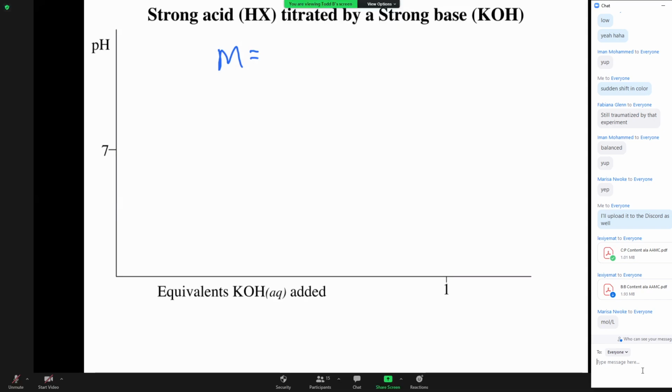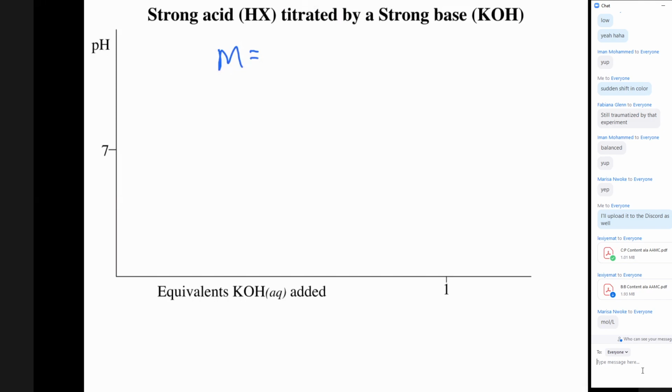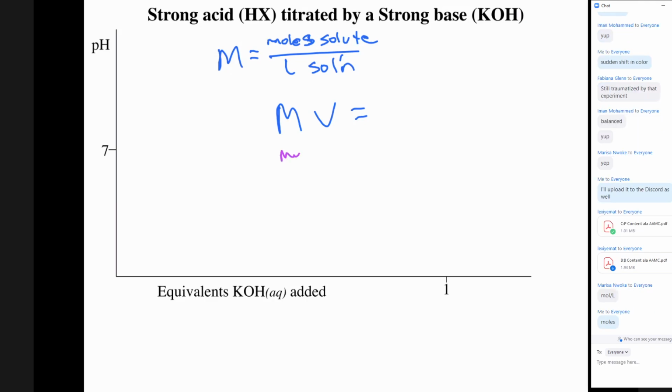Okay, so the units of molarity: moles solute per liters of solution. Okay, so what if I multiplied M times V? What are the units if I do that? So moles per liter times units of volume, liters. Just moles.